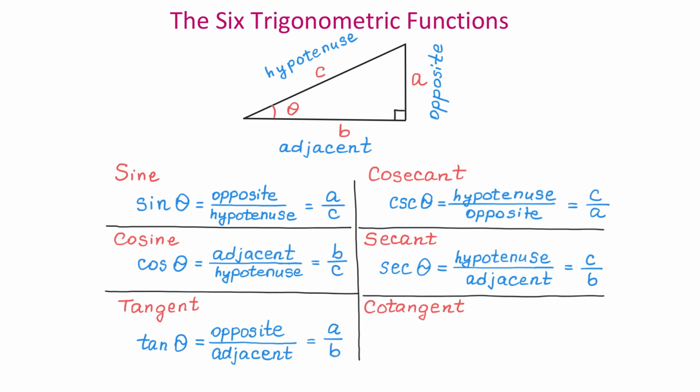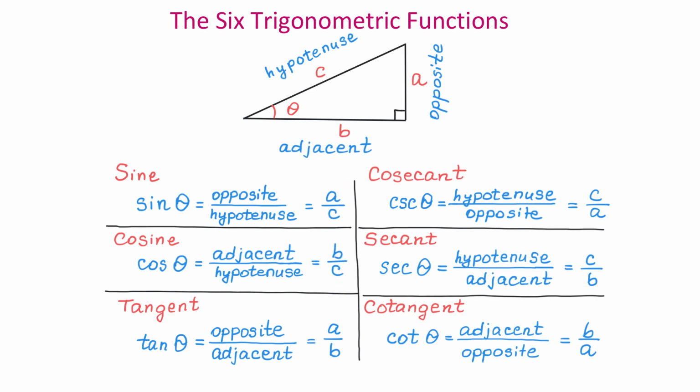And now the last trigonometric function is the cotangent, and the cotangent is the reciprocal of tangent. The abbreviation for cotangent is COT, and we read it cotangent of angle theta. And if tangent is the opposite divided by the adjacent, then the cotangent will be the adjacent divided by the opposite. And it will be equal to B over A. So now we have all 6 trigonometric functions, and they are sine, cosine, tangent, cosecant, secant, and cotangent.